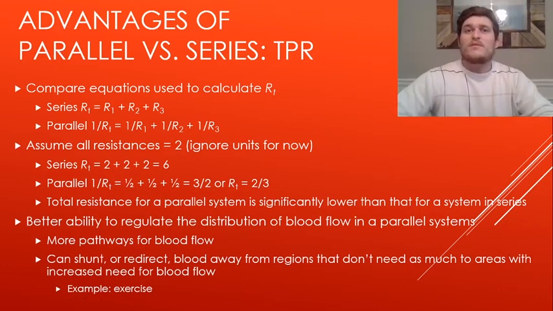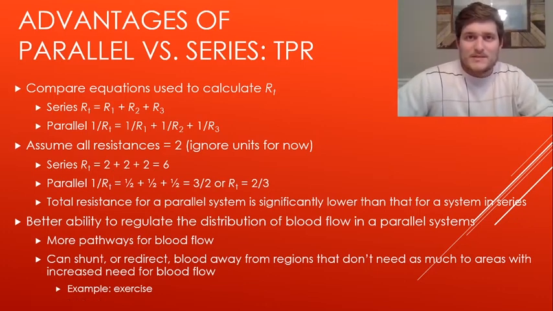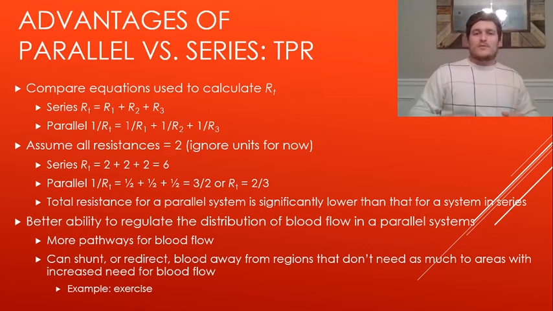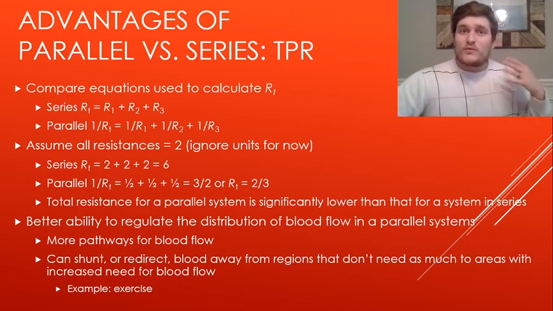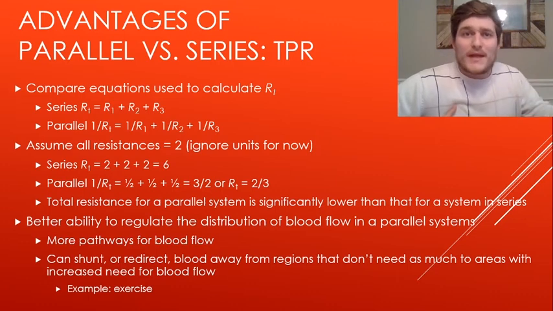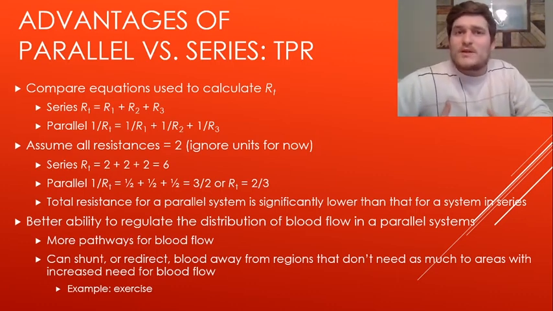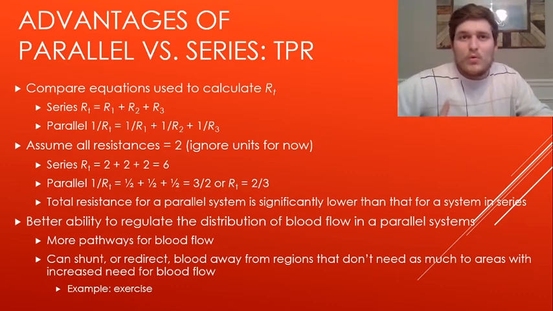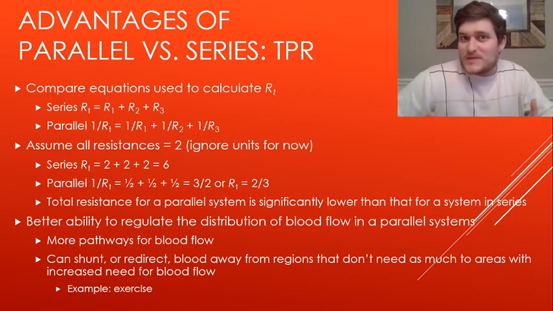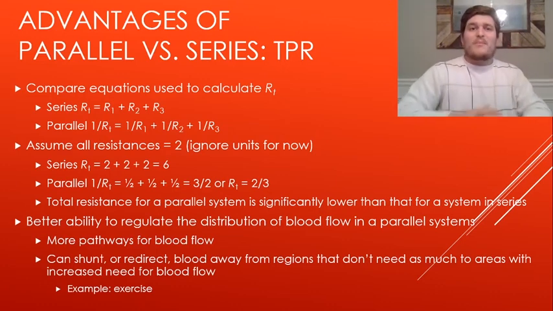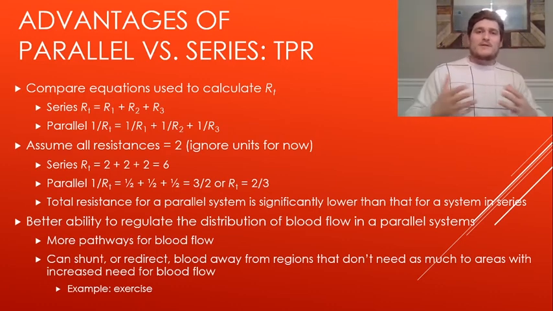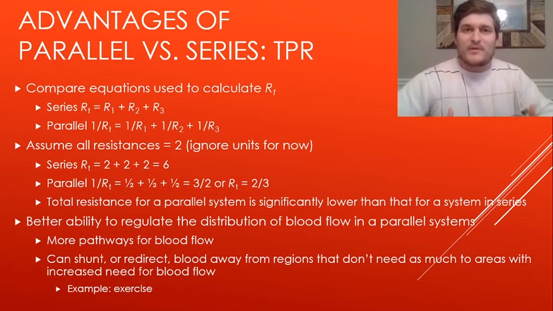An advantage of the parallel system compared to a system in series is that we can better distribute blood flow. There's more pathways for that blood to be distributed across. So if we need to take blood from one area of the body and redistribute it to an area that needs it more for a given situation, such as exercise, then the parallel system allows us to redistribute that blood flow.